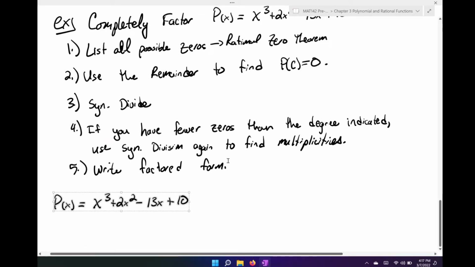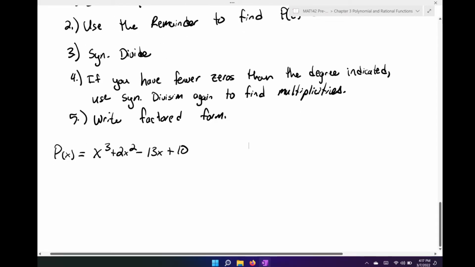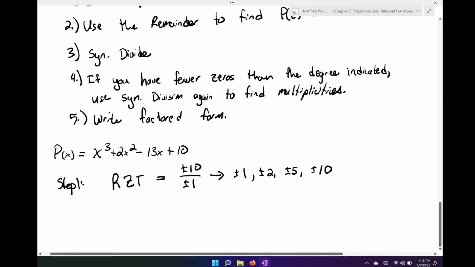So here we go. We got P of X equals x to the third plus 2x squared minus 13x plus 10. Step 1. The rational zero theorem says that all my possible zeros are going to come from plus or minus the constant term divided by plus or minus the leading coefficient. Therefore, I want all the factors of just 10. So, plus or minus 1, plus or minus 2, plus or minus 5, plus or minus 10. Why? 1 times 10 is 10, 2 times 5 is 10. Those are my factors, and I'm going to have plus or minuses of each of those.